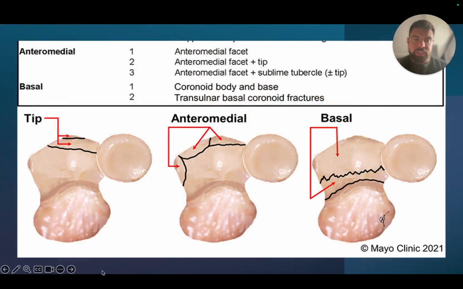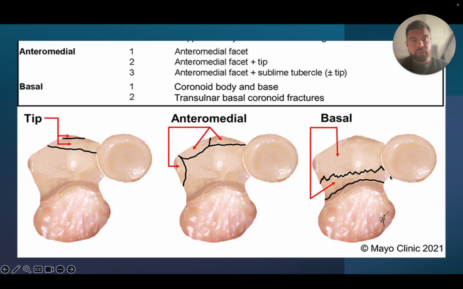If you move down onto here then, from the classification that's been available online from the Mayo Clinic as well, they break it down into tip fractures, anteromedial fractures, and specifically over here where you're coming down onto the tubercle versus the medial facet, and then the basal ones which come right across here, or directly across, involving the PRUJ.